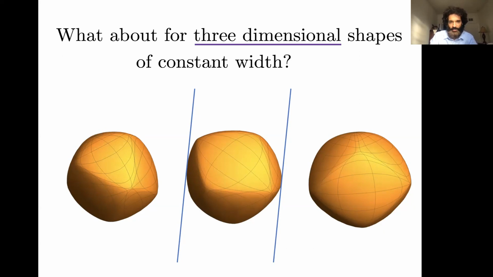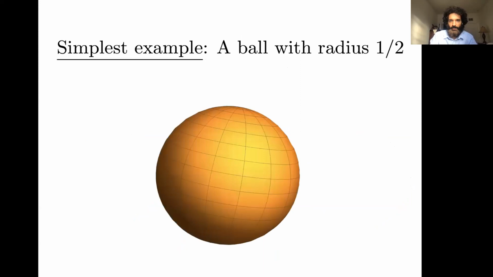Okay, so again, this is just some example that I cooked up. The simplest example is a ball of radius 1/2. For the reasons we discussed earlier, if I look at any two supporting planes, they're both going to be distance 1/2 from the center of the ball, and so that does it for you.